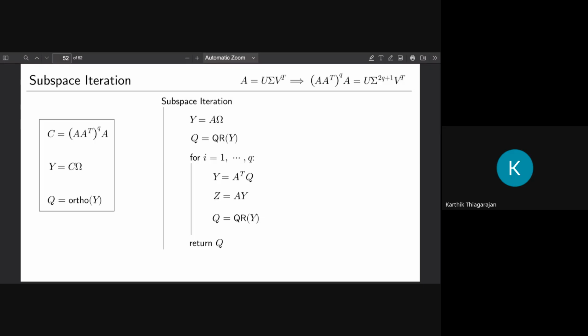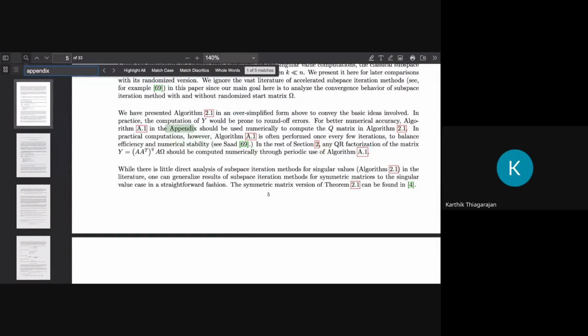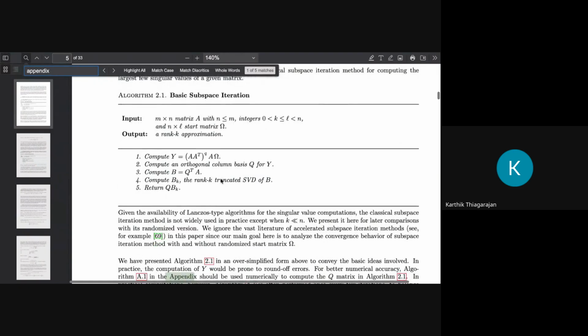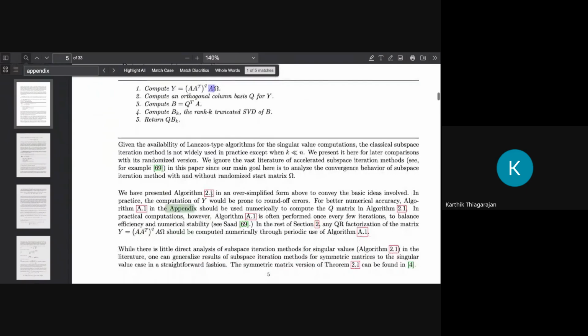So this is the paper that I referred to. What they are claiming here is similar to what you said. This is basic subspace iteration. So this is A transpose Q, and the same notation is being used. You compute the sketch Y equals A omega, A transpose for Q, and compute an orthonormal basis Q for Y. So that would be ortho of Y. This is where subspace iteration actually comes in. Now, these are the lines they are saying here.